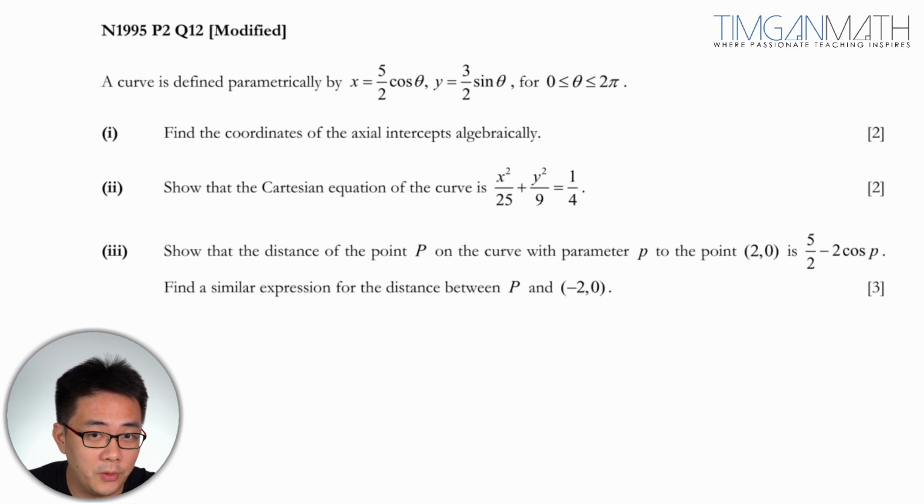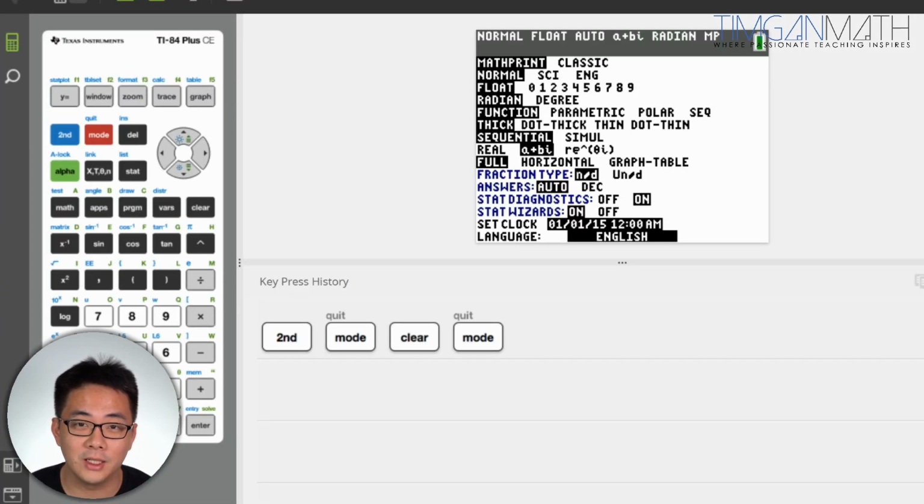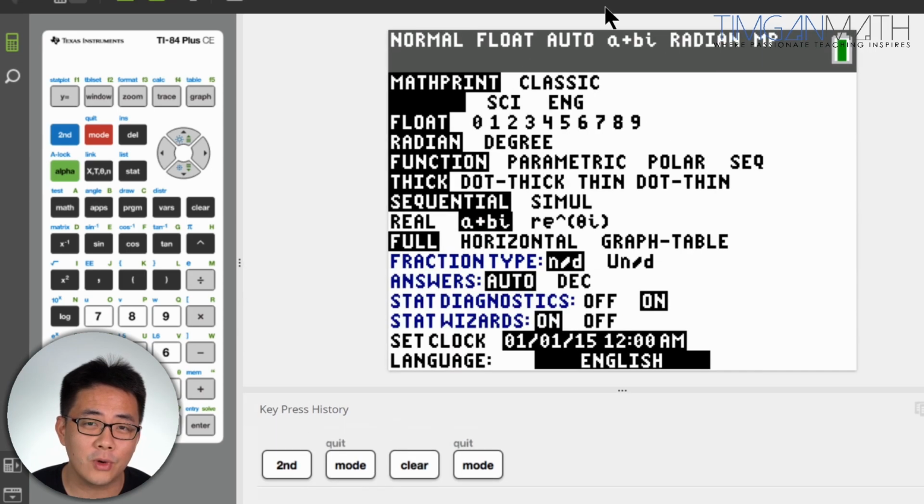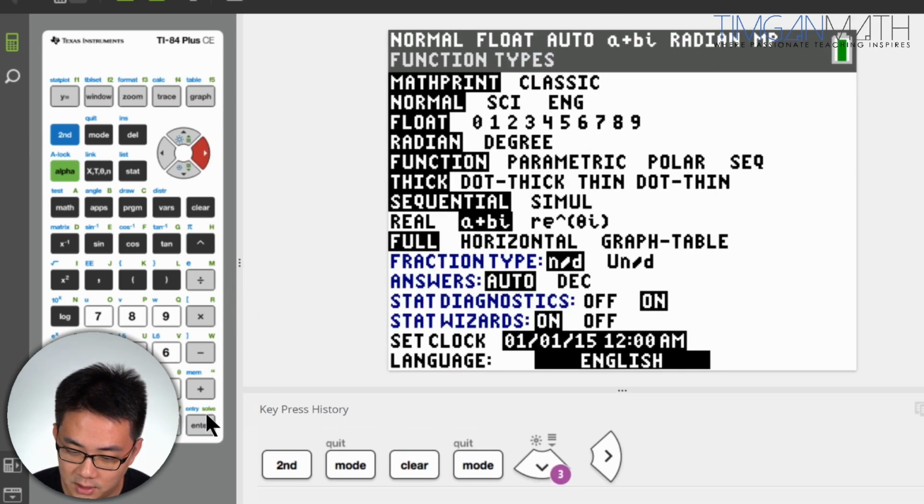So let's look at this question here, which is on parametric equations and also graphing techniques. You're given a curve which is defined parametrically from 0 to 2 pi. What I would suggest is to just key into a calculator and check, to have a sense of how the graph will look. So just go to parametric curve here and key in.